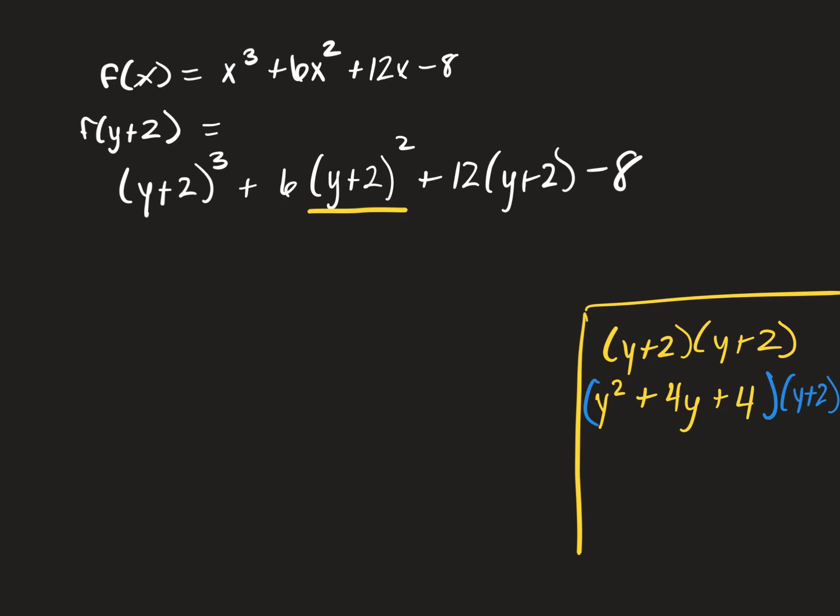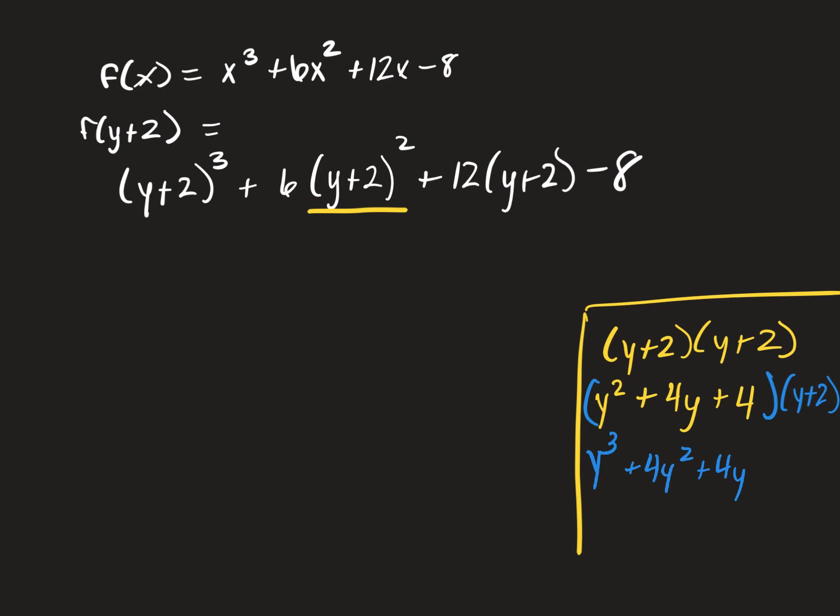So, I'm going to multiply this y times all three of these. So, y squared times y is y cubed. 4y times y is 4y squared. 4 times y is 4y. Now I'm going to multiply all three of those yellow terms by 2.